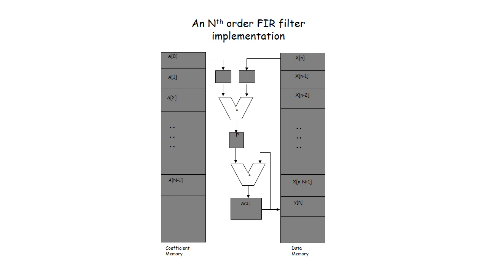So a of 0 and x of n both are combined together and sent into the MAC accumulator. After that it should be passed into the P. The P value will be one of the inputs and the accumulator output will be given as another input. So both the values are added together and the output is sent to the accumulator. The accumulator will store the data in the output value, that is the y of n. So this is the nth order FIR filter implementation.